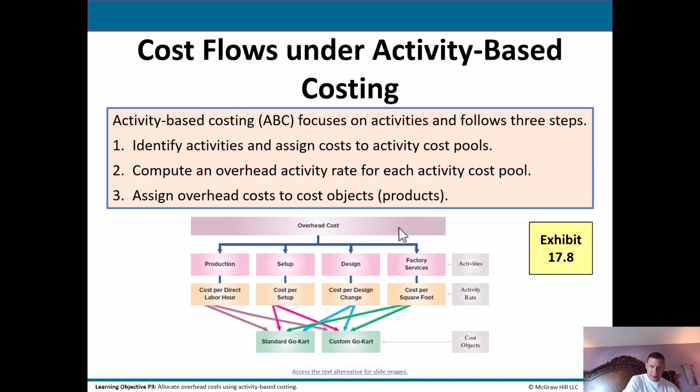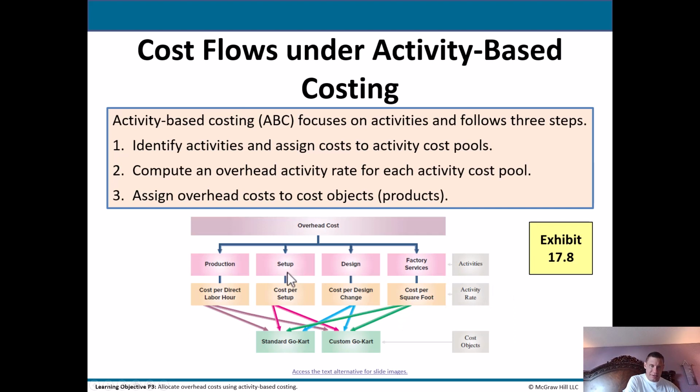What you're seeing here in the diagram below is overhead cost. In this case, they've got four different activities: production, setup, design, and factory services. So what is the overhead rate, if you will, for production? They're using cost per direct labor hour. What is the quote-unquote overhead rate for setup? It's cost per setup. For design, it's cost per design change. Some of these probably make sense. And for factory services, they're going to use cost per square foot.